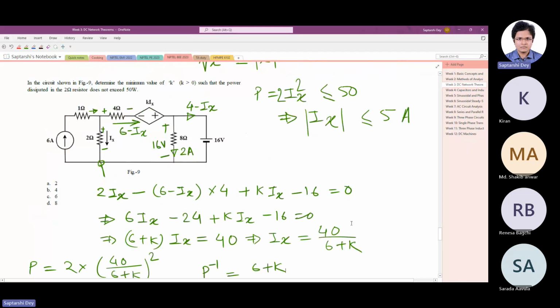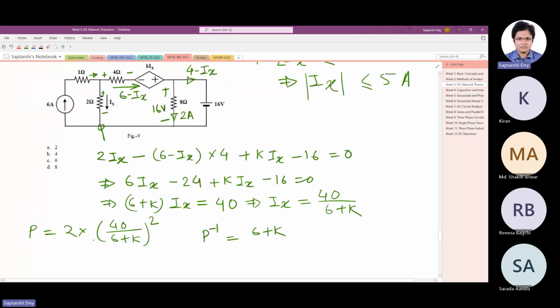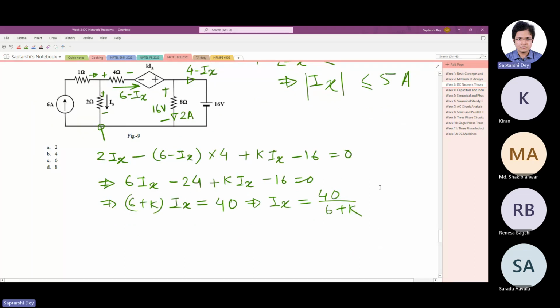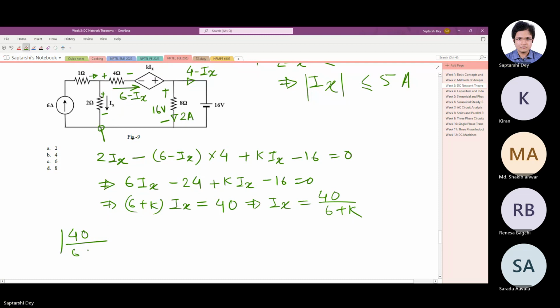No, am I making it more complicated? Wait, we need not do all this. Sir, can we take ix as 5 and solve for k? I'm getting 2. Not like that. So, ix we have here 6 plus this, now mod ix. So, mod of 40 by 6 plus k less or equals 5.